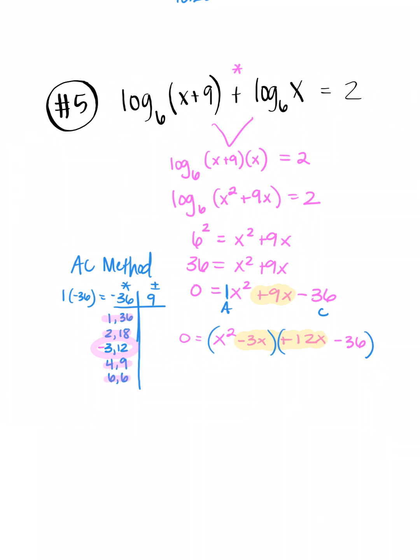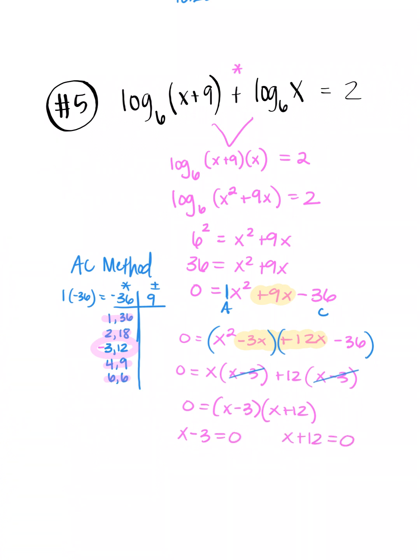X squared and negative 3x have an x in common, so we can factor that out to get x minus 3. 12x and negative 36 have a positive 12 in common. So if we factor that out, we get an x plus 3. We created these two terms that both have something in common. They both have that x minus 3. So if I factor out the x minus 3, we're going to have x plus 12 left over. Now we're almost done. We can set those factors both equal to 0 using the zero product property and find that x could be 3 and/or x could be negative 12.